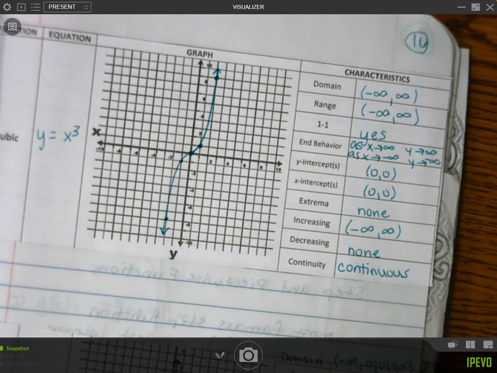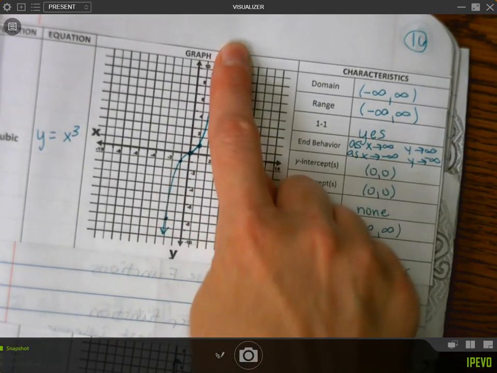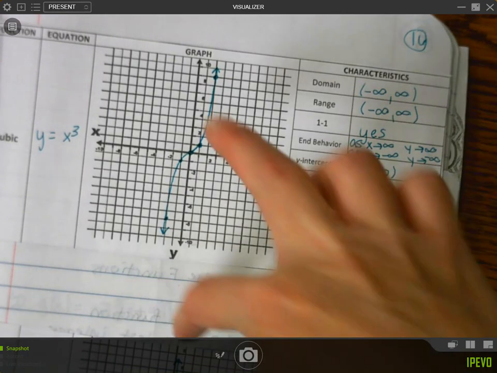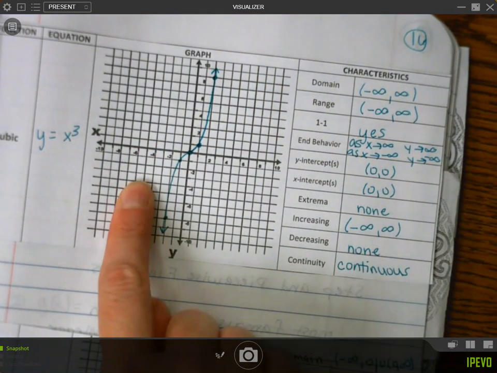That's not on here, but thinking about that. It is a continuous function because I can draw it without picking up my pencil. And this would be considered an odd function. It has origin symmetry. Everybody up here has a buddy down here.